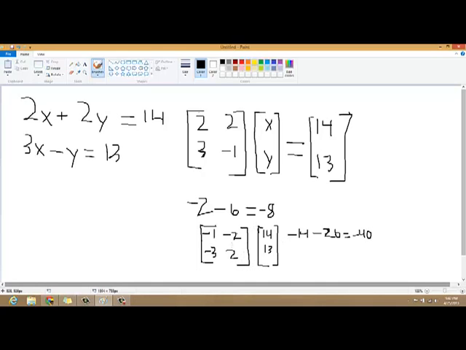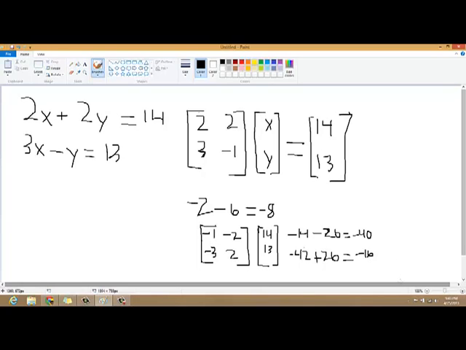Alright, so next we have the bottom row. So -3 times 14 would be -42. Oh no, it would be positive 42. Sorry, let me erase that. Yeah, so 42. Wait, what am I doing? Sorry, it's actually negative. So -42, and then plus 26, and that is -16.